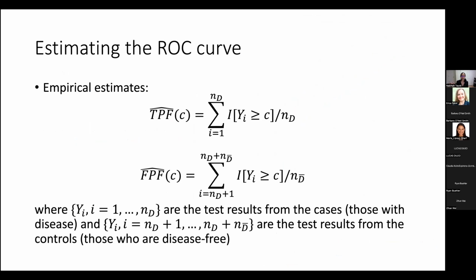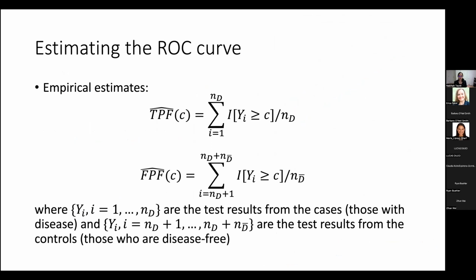These ROC curves, we use empirical estimates. Most of the time we use these non-parametric empirical estimates, so we're not making any kind of distributional assumptions. There are versions of the ROC curves that use binomial assumptions and things like that, but most of the time we're just doing an empirical estimate of the ROC curve.